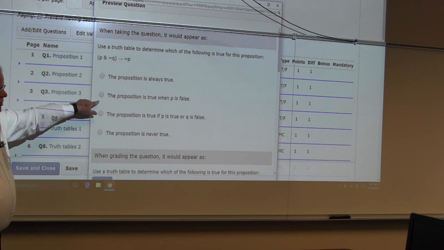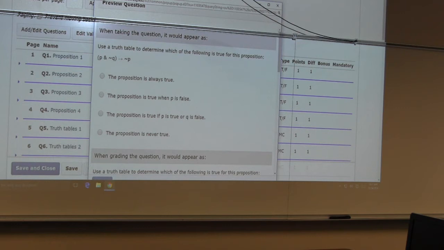Yes. How is it that on the first line P is true and it's also true? Up here? Yeah. Where P is true, proposition is true. But what did we say about the answer? What about that, Rob? Does that violate one of those? I mean, our answer we went with was the proposition is true when P is false. Right. And there P is true, but the proposition is still true.